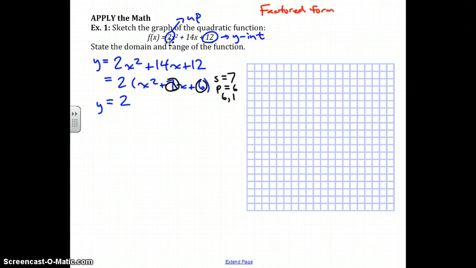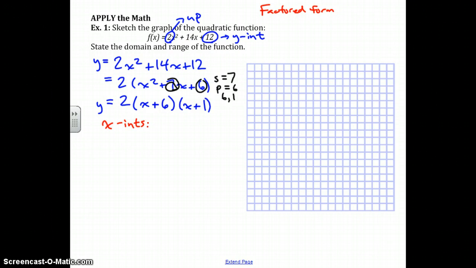So therefore our factored form is y equals 2 times x plus 6, x plus 1. Again, it wouldn't matter if it was x plus 1, x plus 6. Okay, so now we have it in factored form. Recalling from what we explored in class, we found that these factors will give us our x-intercepts. So first thing we can do here is come up with our x-intercepts.